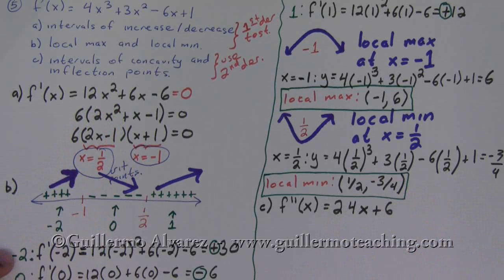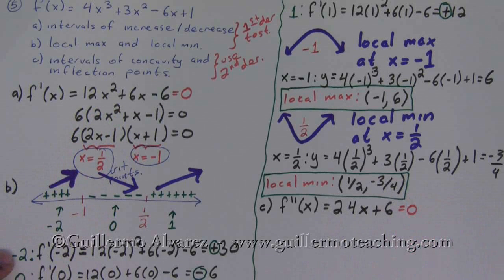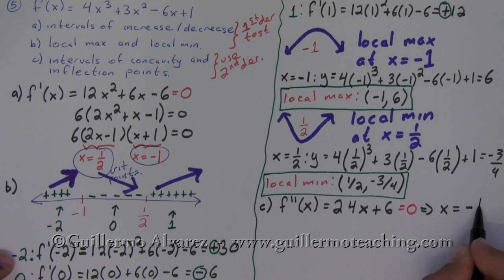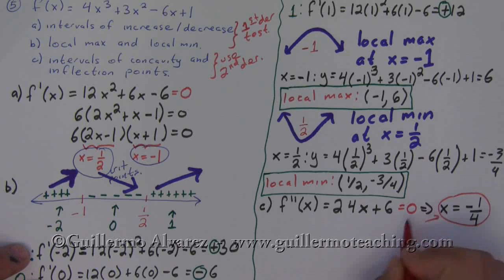And remember that you just set this equal to 0, and this is going to give me my possible inflection points. So if I set this equal to 0, that means x is going to equal negative 1 over 4. And this is a possible inflection point.